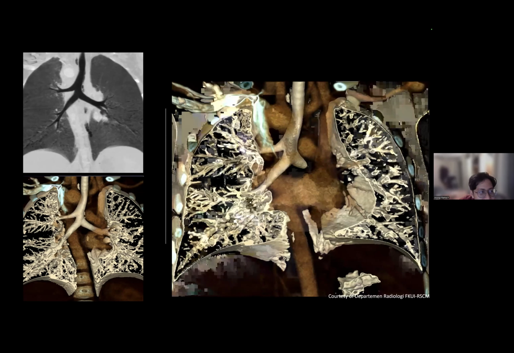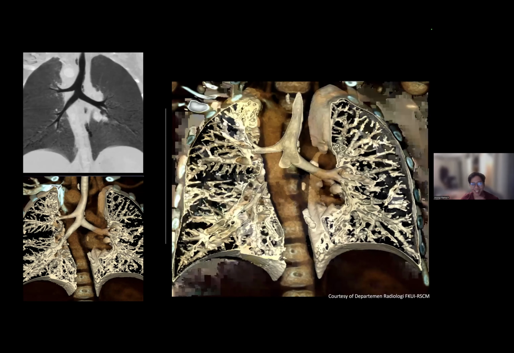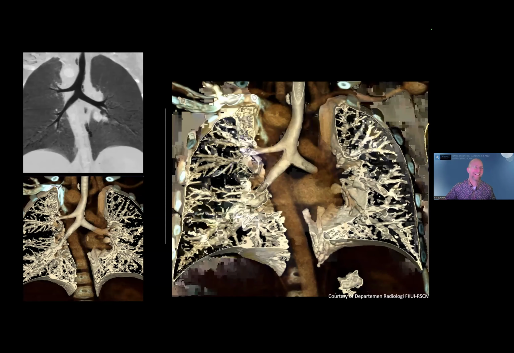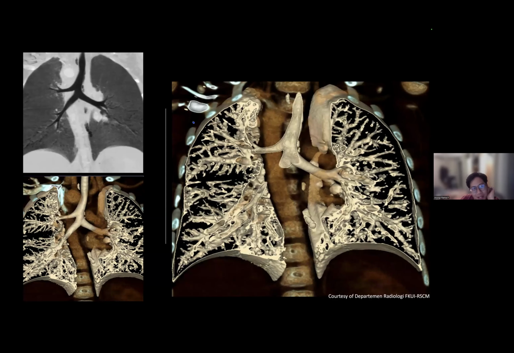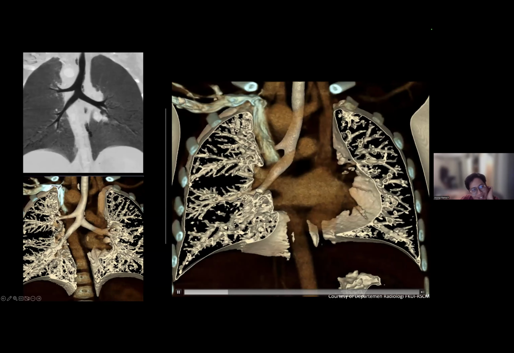I have a question. No. Yeah, please. So, is there any report of a tracheal bronchus going to the left side, or is it only going to the right side?